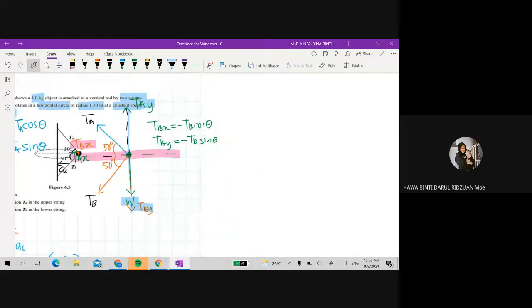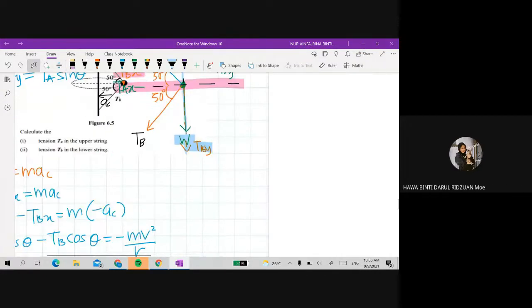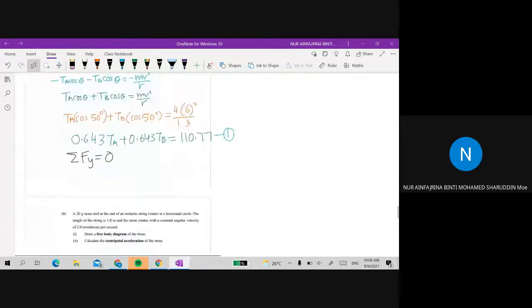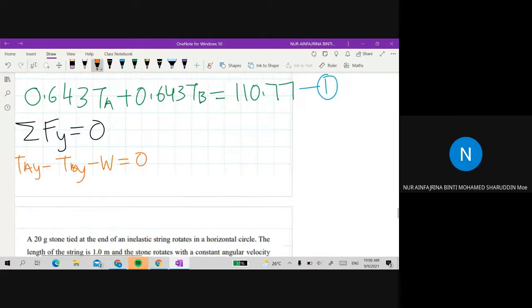TAY tolak TBY, okay, very good. So, sama juga. TAY tolak TBY tolak weight equals to 0. Okay. Now, Miss akan sambung kat sebelah sini ya. Hari ni Miss tak tahu kenapa kerja Miss macam agak tak kemas.